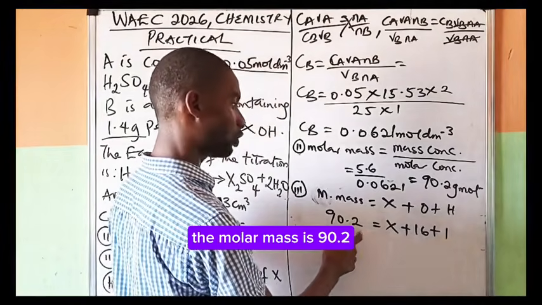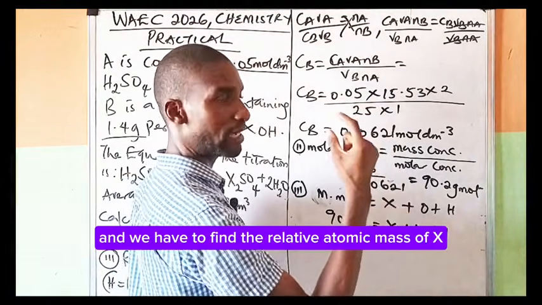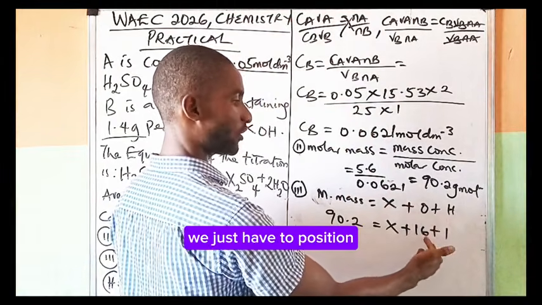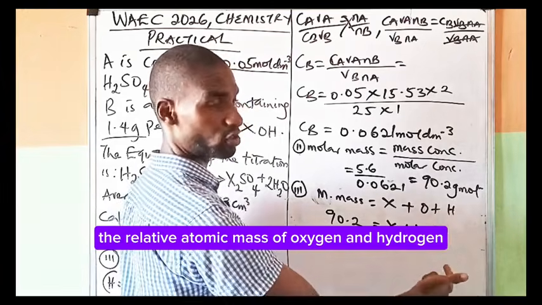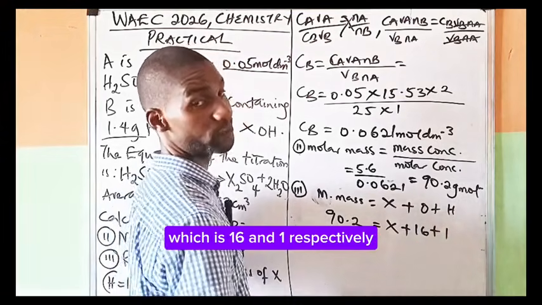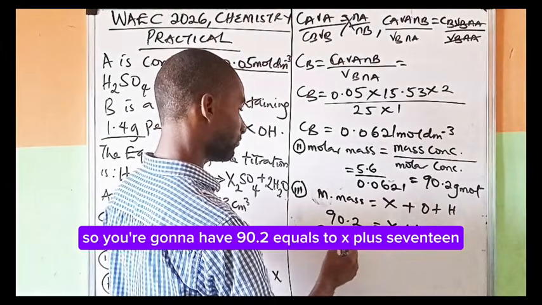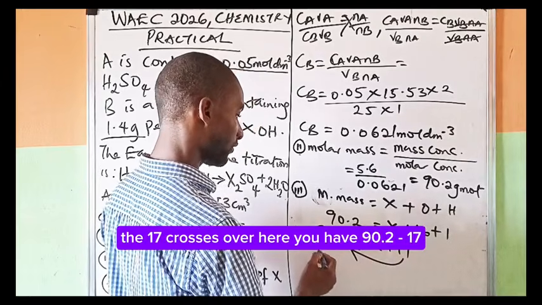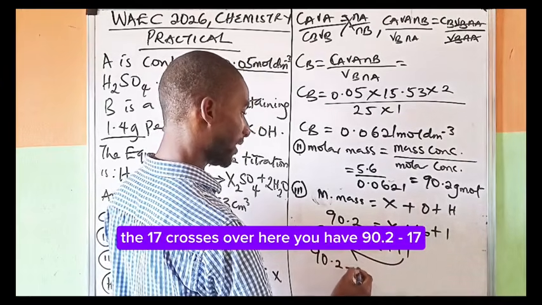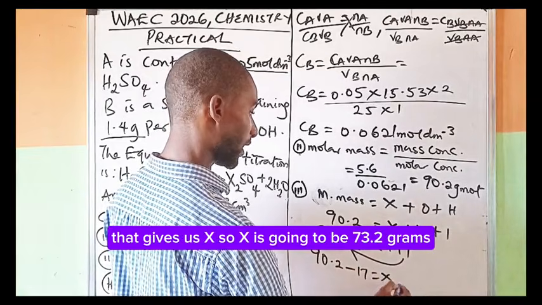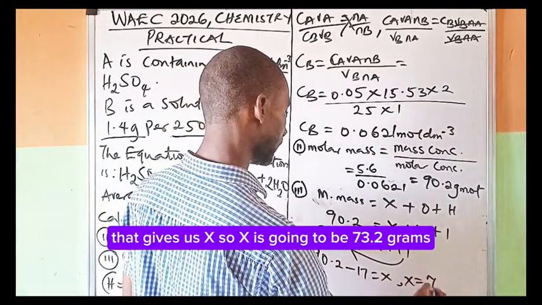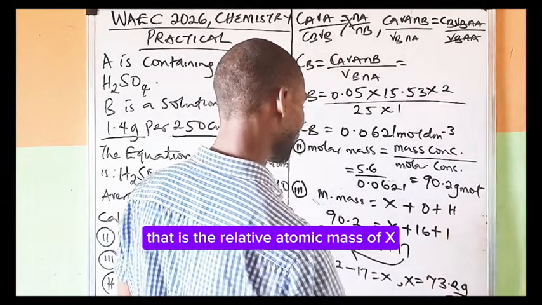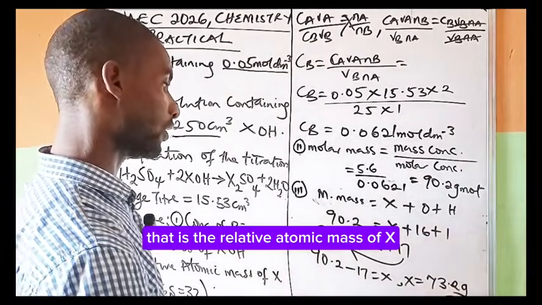Molar mass is 90.2 and we have to find the relative atomic mass of X. We just have to position the relative atomic mass of oxygen and hydrogen, which is 16 and 1 respectively. So you're going to have 90.2 equals X plus 17. The 17 crosses over here, you have 90.2 minus 17. That gives us X. So X is going to be 73.2 grams. That is the relative atomic mass of X.